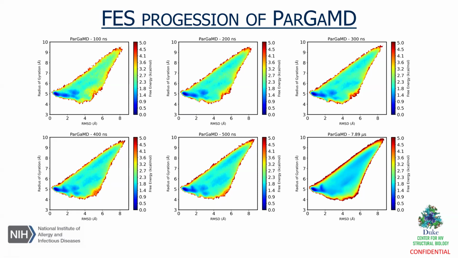I will compare ParGAMD with GAMD and WE in the next slide. But this is the general FES progression, and we can see that more or less from 500 nanoseconds to 7.89 microseconds, the transition states remain. So the identification of the transition states was already done by 500 nanoseconds.